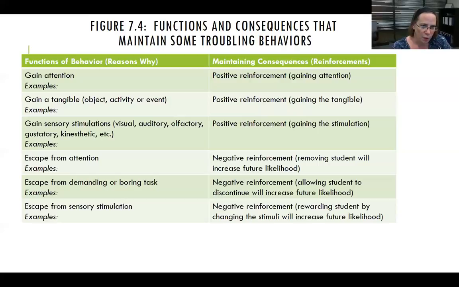Another example would be escape from a demanding or boring task. So if we say, oh, you don't have to do that, then we've provided negative reinforcement, where we've allowed the student to discontinue doing the boring task, and so they'll continue to not want to do it. Well, sometimes learning is slow and effortful, and we have to do boring stuff in order to learn. But learning can also be quite fun, and we need to be thoughtful in how we approach student behavior. And then the last is an escape from sensory stimulation.